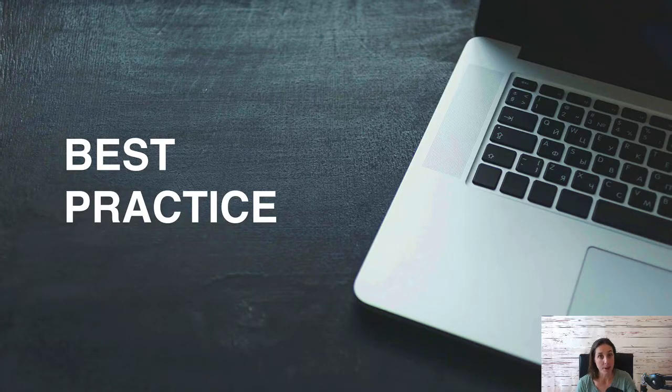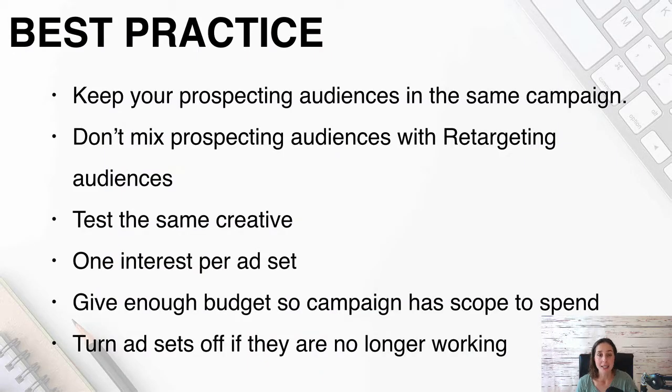So, a couple of things about best practice. You need to keep your prospecting audiences in the same campaign, and you don't mix your prospecting audiences with your retargeting audiences. Your cold traffic, top of funnel campaigns are in their own campaign, and your bottom of funnel campaigns cannot be mixed with your top of funnel campaigns. That's because you don't want your retargeting campaigns, which generally do really well, to take the lion's share of the budget. What's going to happen is the frequency is going to shoot up through the roof.